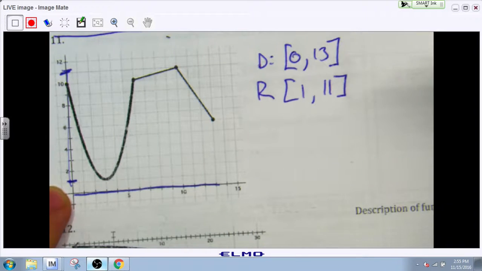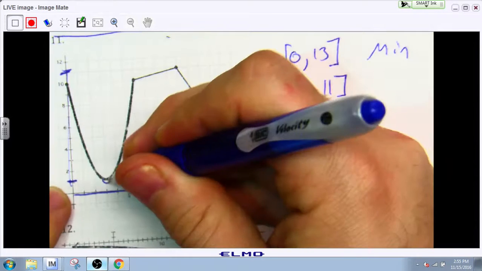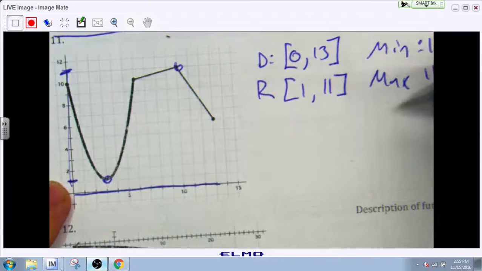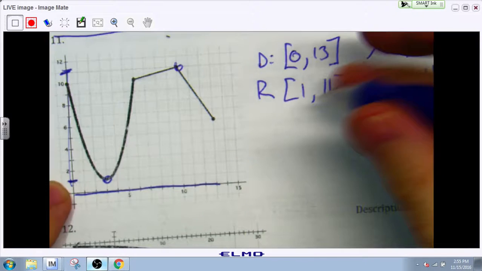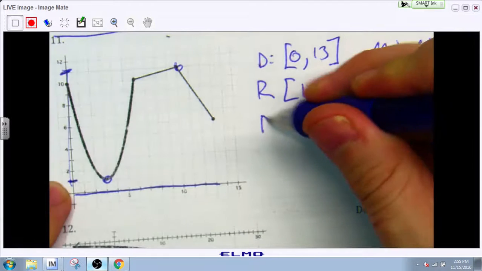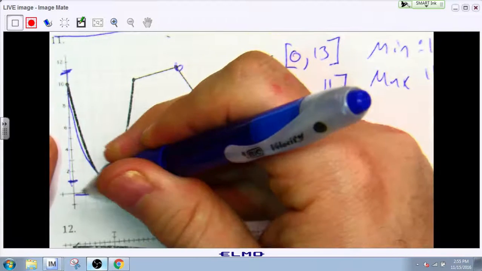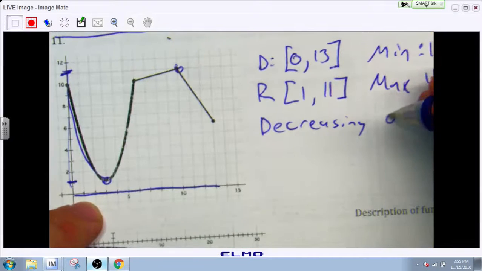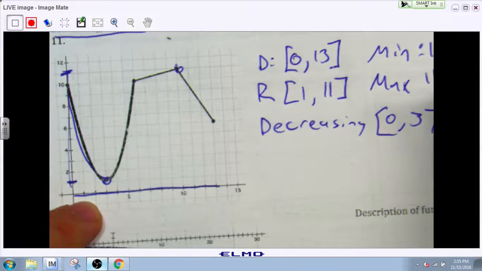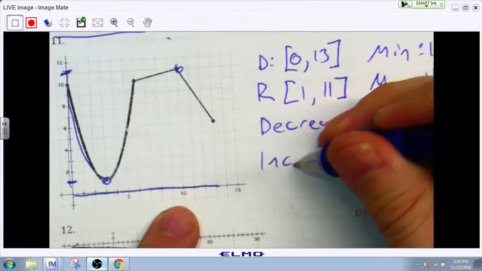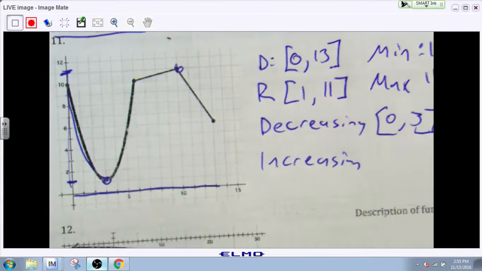All right. My minimum is right here, which is 1. My maximum is right here, which is 11. You can see how the range mirrors the min and max. It's decreasing from 0 to 1, 2, 3. And then it goes up again. And then it's decreasing from 10 to 13. And it's increasing. Oh, whoops.